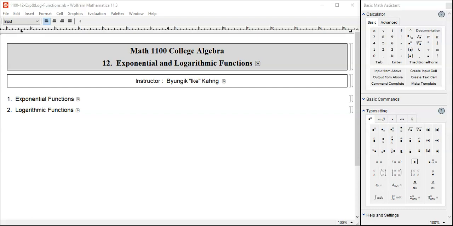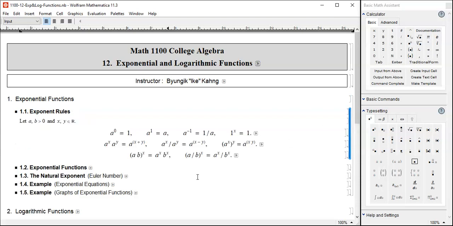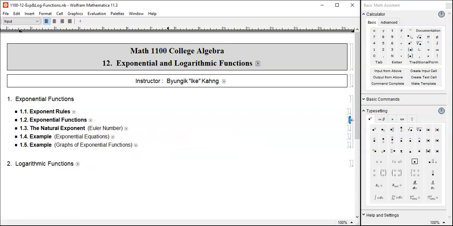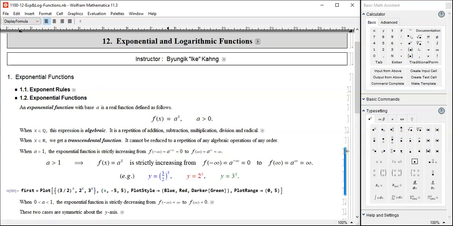Hello students, welcome back. Previously we went through all the theoretical aspects of section 1. We went through the exponent rules, reviewed rather, not going through. And then we went through the definitions of the exponential functions and the properties of exponential functions.